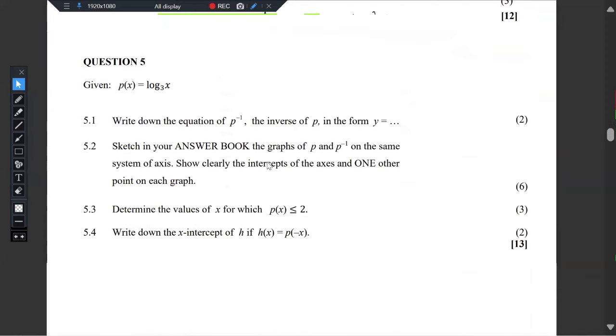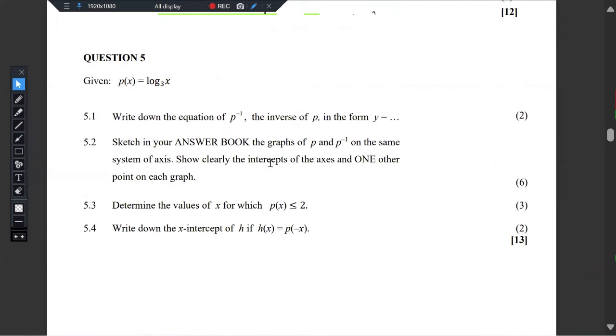And now we are going to question 5, which is your exponential. Also, this one, you hear kids saying, yay, you're shy. Then, okay, write down the equation of p to the exponent of negative 1. This indicates the inverse of p in the form of y is equal to. So, okay, this we can indicate by this.